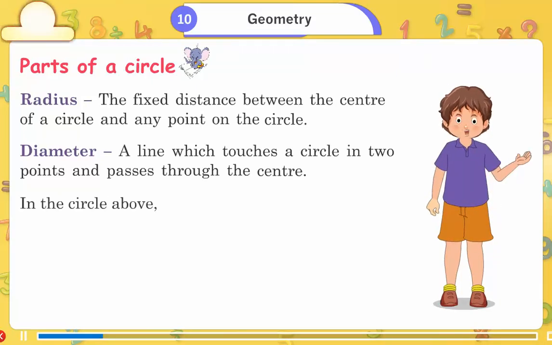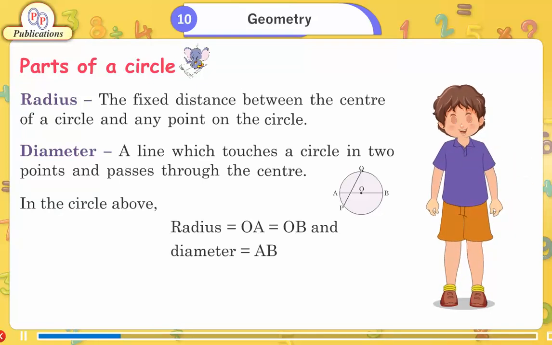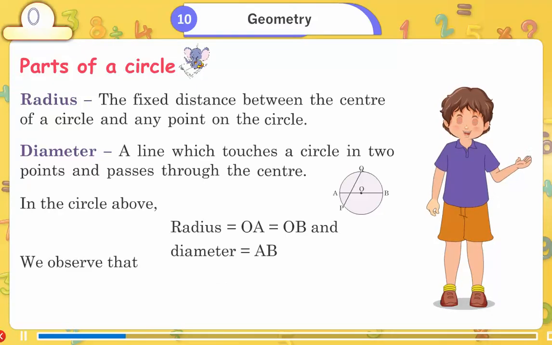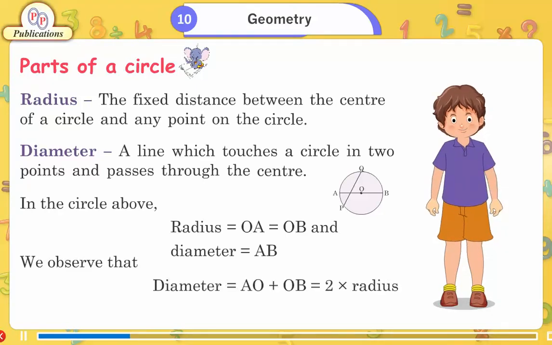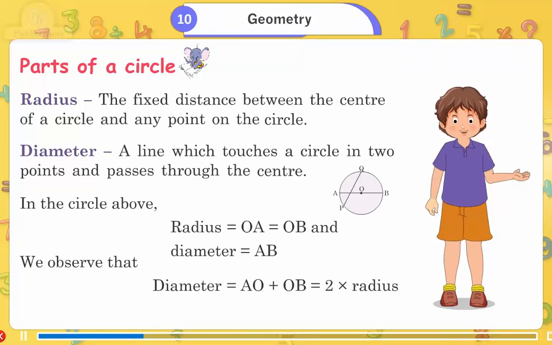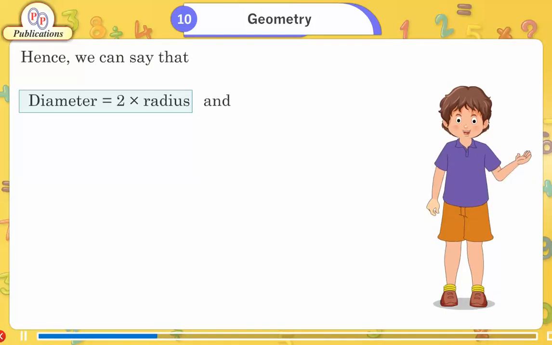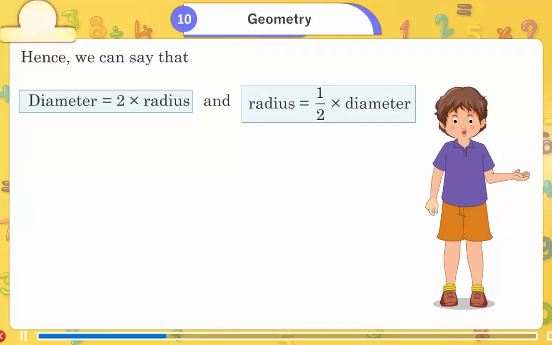In the circle above, radius is equal to OA is equal to OB and diameter is equal to AB. We observe that diameter is equal to AO plus OB is equal to 2 times radius. Hence, we can say that diameter is equal to 2 times radius and radius is equal to half multiplied with diameter.